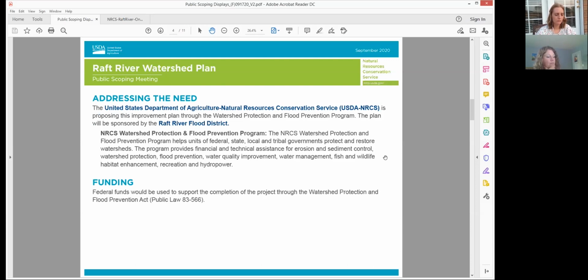The Raft River Watershed Plan EA is the first phase of the Raft River Watershed project, and the United States Department of Agriculture Natural Resource Conservation Service selected the project to restore the watershed based on the purpose and need. The watershed project is funded through the Watershed Protection and Flood Prevention Program. The main goals of that are to restore and rehabilitate watersheds. With regard to this project, they're looking at flood control, sediment control, and agricultural sustainability through water management efforts. And then the funds for the watershed program are provided through the Watershed Protection and Flood Prevention Act, also known as Public Law 83-566. Next slide, please.